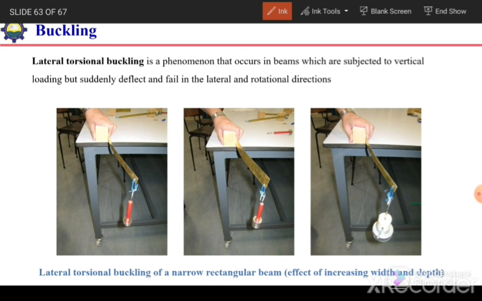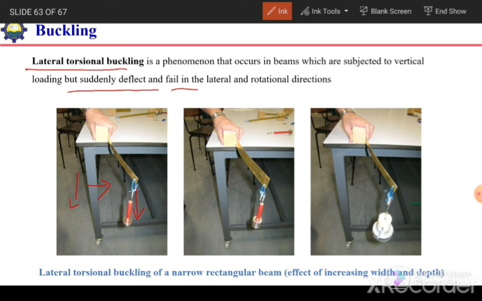There is one other type of buckling which is termed lateral torsional buckling. This type of buckling occurs in a beam when a vertical load acts on the beam and it suddenly fails or deflects in the lateral direction. If we have a beam and apply a vertical load over here, it will deflect in the downward direction as well as in the lateral direction. This lateral buckling, or the bending in the lateral direction, is termed lateral torsional buckling.